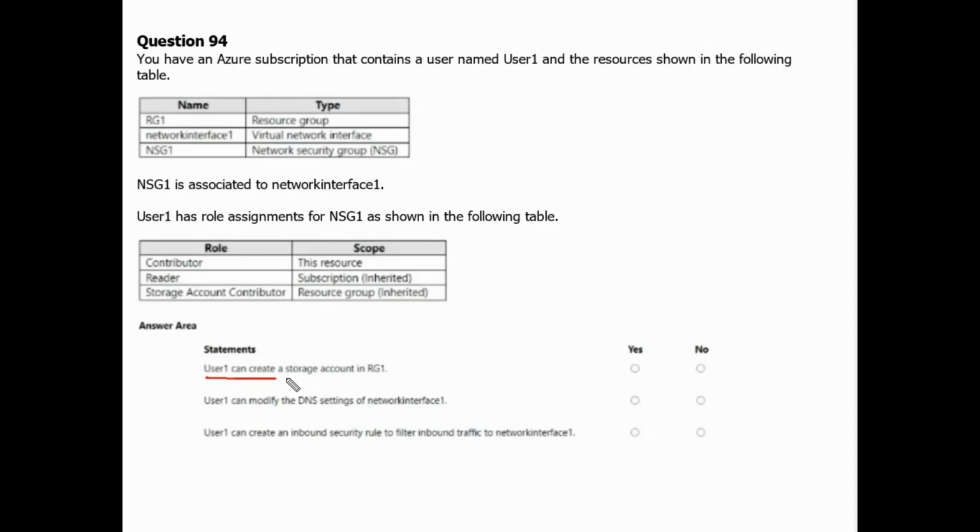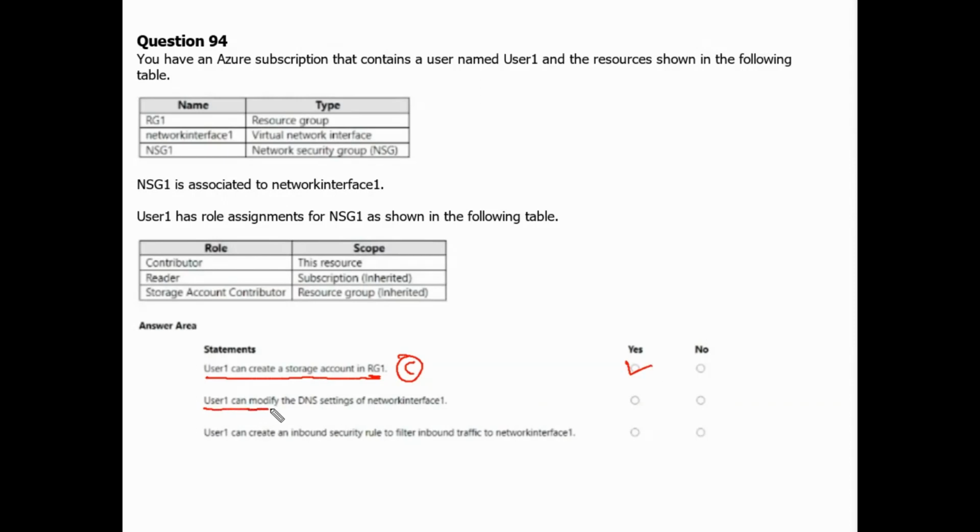User 1 can create a storage account in resource group 1. Yes, user 1 has the storage account contributor role assigned to resource group 1. Therefore, the user can create and manage a storage account in resource group 1. Therefore, the answer is yes.